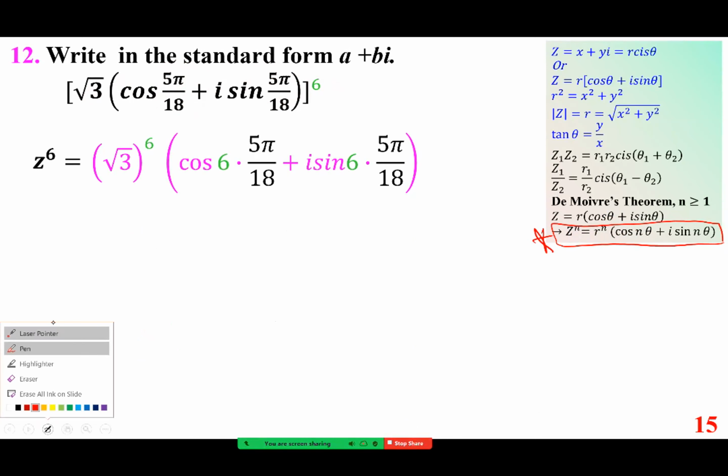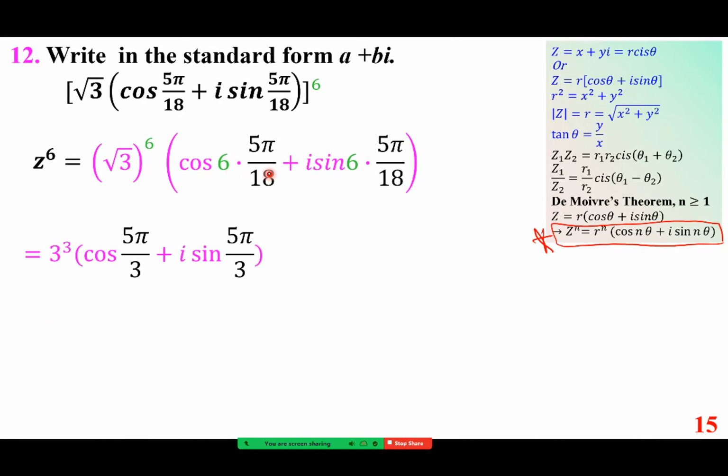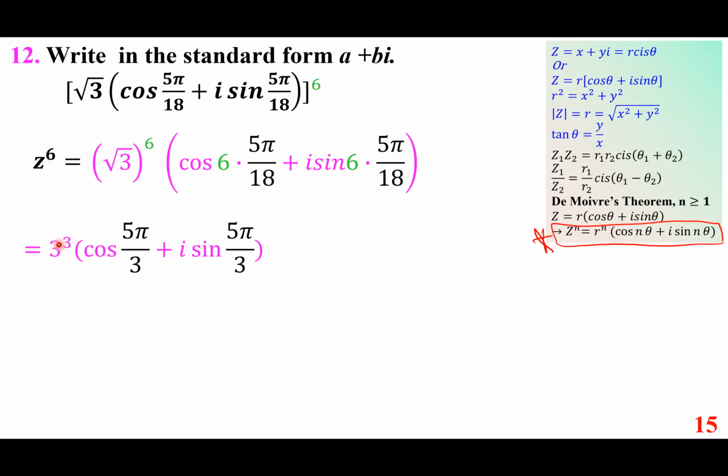De Moivre's theorem makes it very easy. I hope you realize square root of 3 to the power of 6 means 3 cubed. Now this one, 6 goes away, 18 becomes 3. Now 3 cubed, everybody knows it's 27. You can leave it like that: 27 cosine of 5 pi over 3 plus i sine of 5 pi over 3.